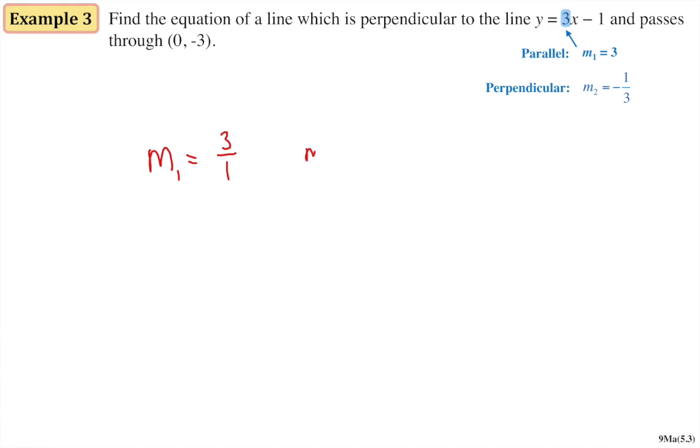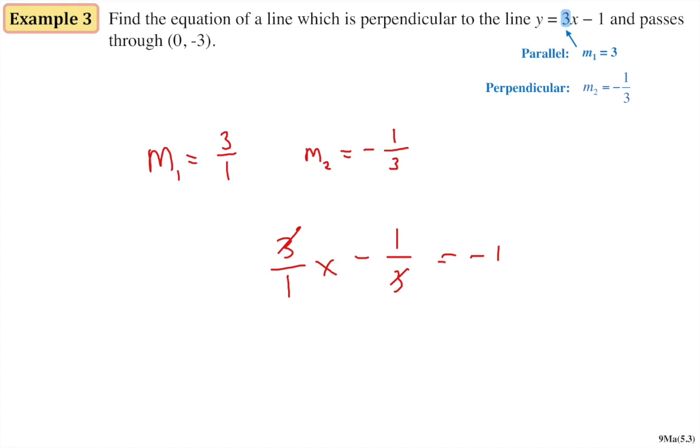That means if they're at right angles, or if they're perpendicular, this is the shortcut. To find the perpendicular gradient, you just turn the gradient of the first line upside down and put a minus in front of it. Because when you think of 3 over 1 times minus 1 over 3, the 3's cancel, you're just left with minus 1.